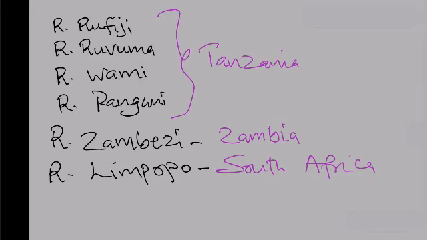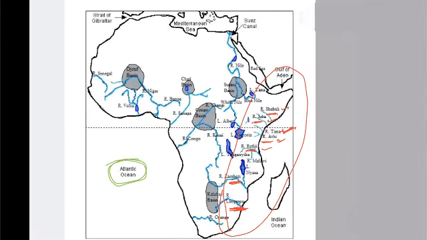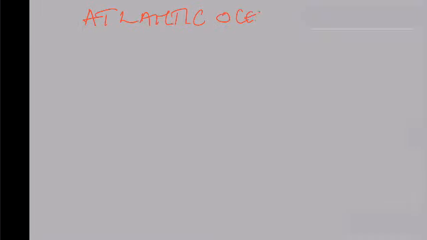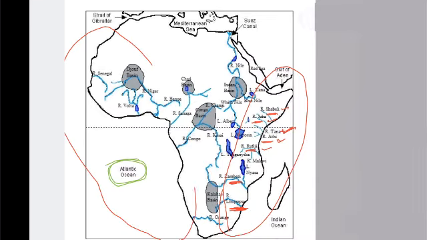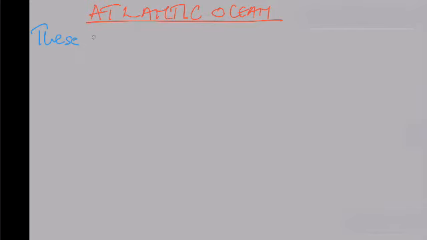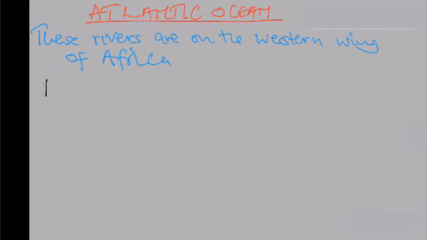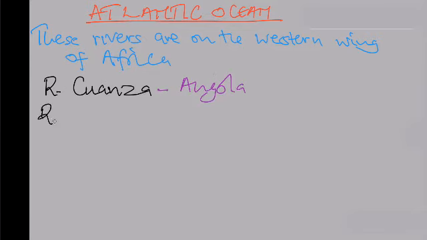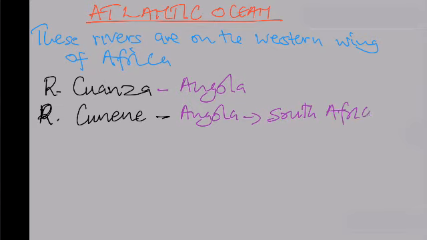So apart from the Indian Ocean, we also say that a number of rivers drain their water into the Atlantic Ocean. And because the Atlantic Ocean is found on the western side of Africa, these are rivers which are majorly found on the western wing of Africa and part of the southern wing. To start with, we have River Kwanza, found in Angola. And then second to that, we also have the River Kunene. Now River Kunene is found in South Africa, but then it flows all the way from the islands also which are in Angola, but then finally it ends up in South Africa where it drains its water into the ocean.